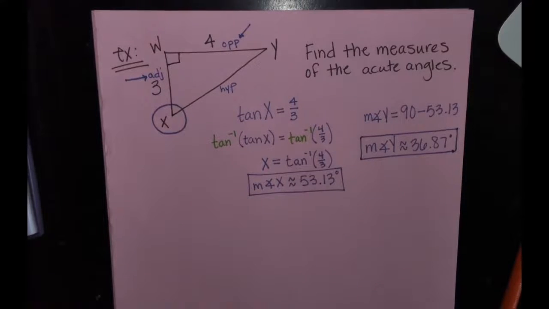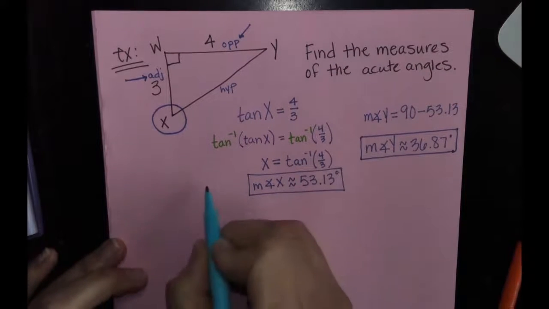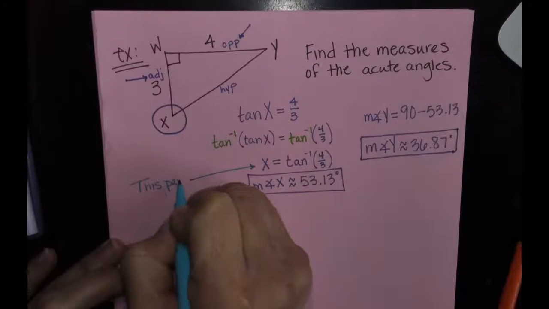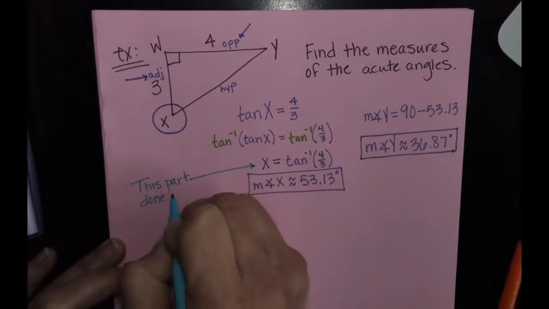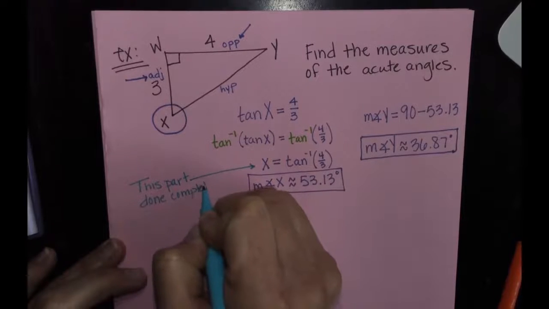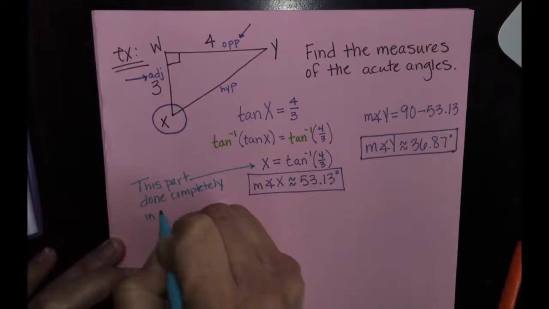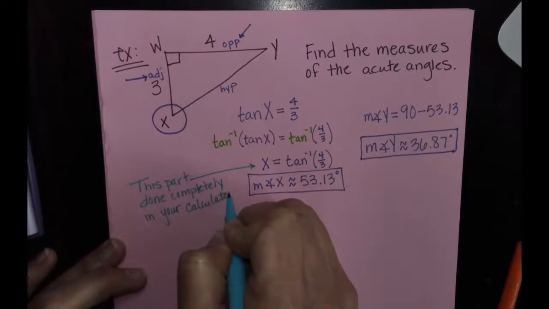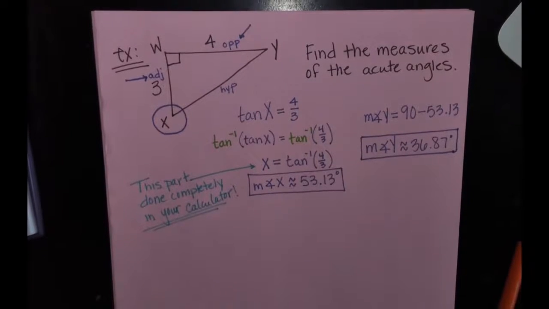I don't know what you guys are thinking while you're watching this, but I always found finding angle measures easier because it was less work. Everything was done in the calculator, and I just had to subtract to find the second one. So as we finish up, I am going to make a note that that part is done completely in your calculator. And that way we don't forget.